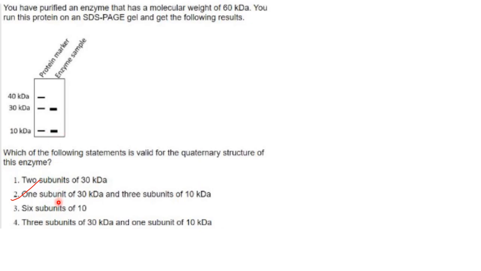1 subunit of 30 kDa and 3 subunits of 10 kDa, that will count up to 60. 3 tens are 30 and 30 plus 30 will be 60. So you will get 60 kDa. 6 subunits of 10, then only one band should have been observed, not 30 kDa band is observed. 3 subunits of 30 kDa and 1 subunit of 10 kDa, that will be more than 60 kDa. So the answer here is option 2.